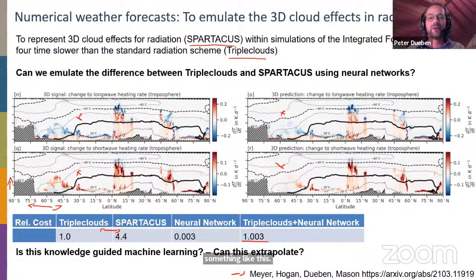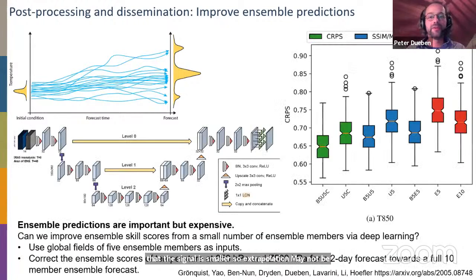The question that now comes to me is, is this actually knowledge-guided machine learning? I don't know. I mean, we don't really do a lot of magic here. We just switch from a signal to the delta to get better results. And can you extrapolate this? I don't know either. You still get problems, but the only difference is that the signal is smaller, so extrapolation may not be so harmful.